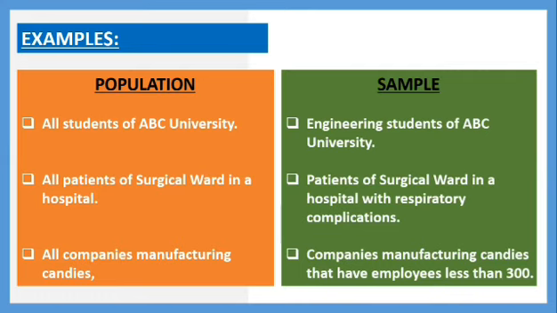So I hope this is clear. This is very easy because a population is the totality of objects, etc. While a sample is just a representative of the population from where it is taken.